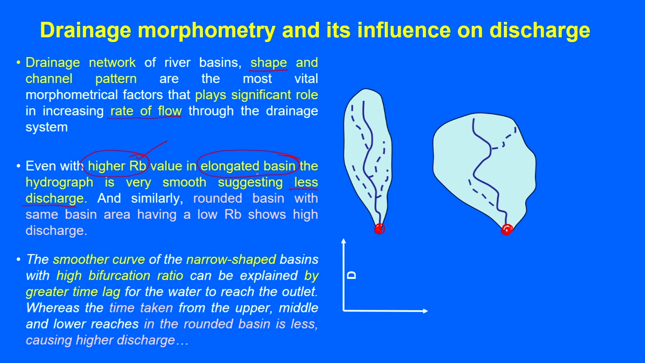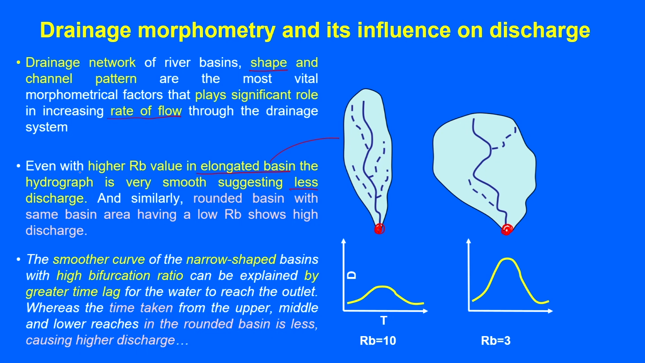But in this case, what we see here is that the shape should also be taken into consideration. So this is the discharge, and there is time here. If you look at this one, the hydrograph is gentle, but in this case you have a rounded basin, and the hydrograph is quite quick. So these are the cases we are talking about: you have an elongated basin, this one is your elongated basin, and this one is your rounded basin.